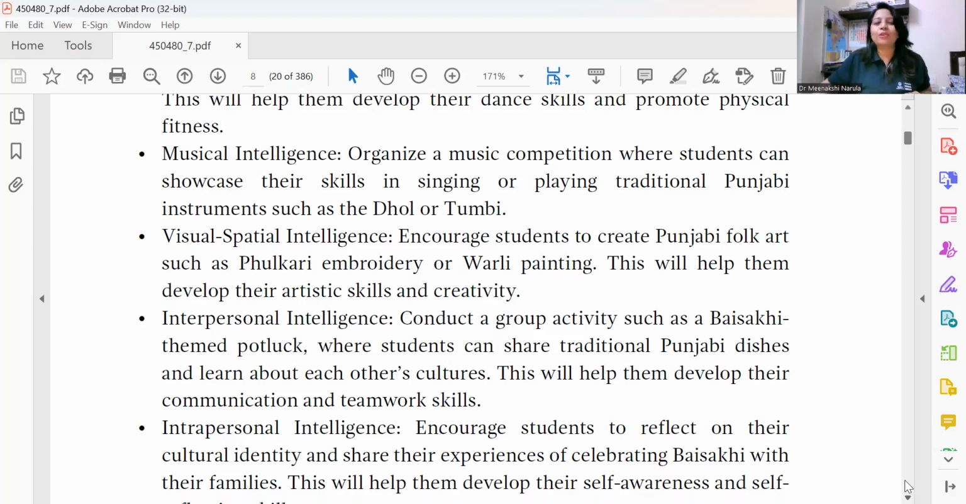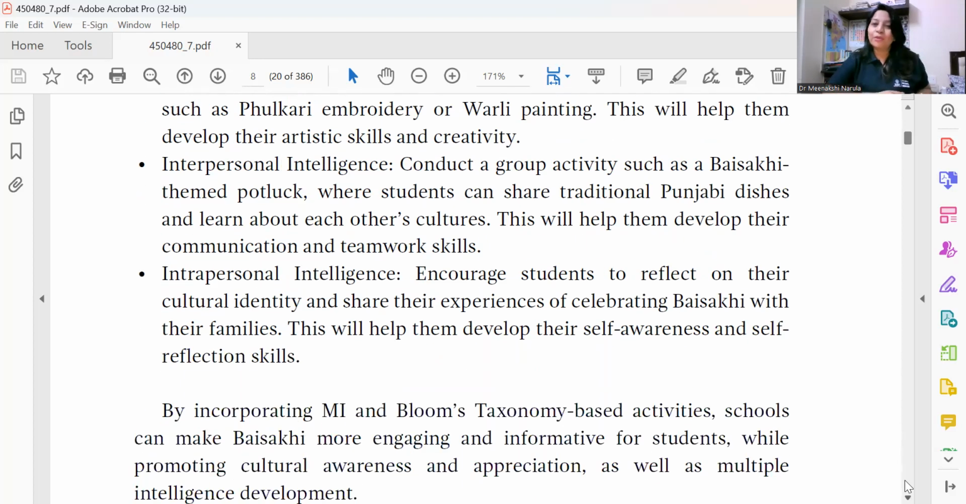Okay. Talking about intrapersonal intelligence, you may encourage your students to reflect on their cultural identity and share their experiences of celebrating Baisakhi with their families. This will help them develop their self awareness and self reflection skills.